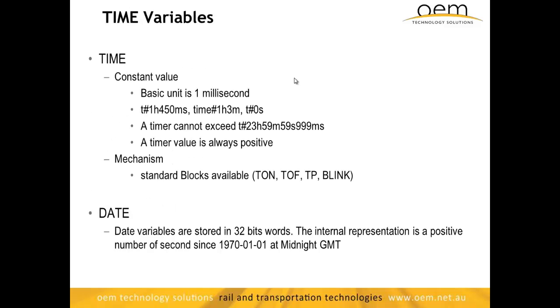There are also time variables used for time-based operations, such as timer blocks. Time variables have a value from 1 millisecond up to 1 millisecond short of 24 hours. They need to be entered in a special syntax, that is, starts with t hash and then a value followed by a unit. The units can be hours, minutes, seconds, or milliseconds. And there's some examples here of 1 hour and 450 milliseconds, 1 hour, 3 minutes, or 23 hours, 59 minutes, 59 seconds, and 999 milliseconds.